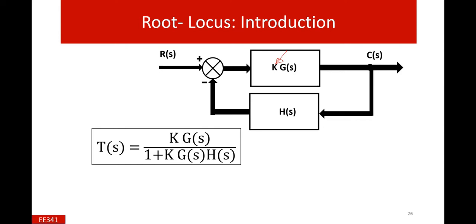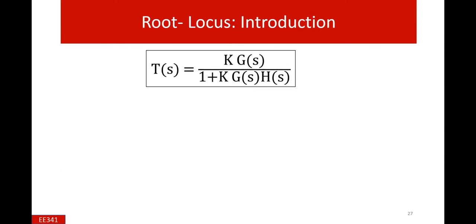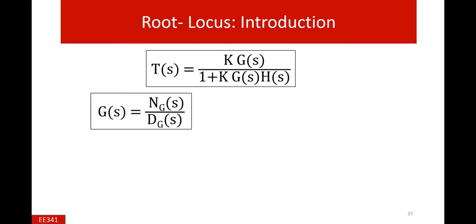The closed loop transfer function, as we already covered in this lecture, is equal to kG over 1 plus kGH. This is the closed loop transfer function, where G represents the forward path transfer function, and H(s) is the feedback path transfer function. Now we represent these transfer functions G and H in terms of numerator and denominator terms.